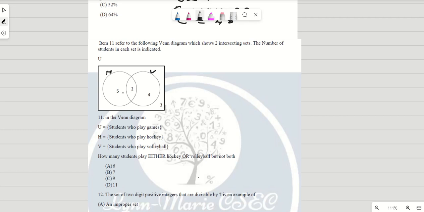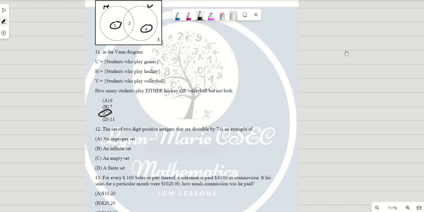How many students play either hockey or volleyball, but not both? So we want they play either hockey alone or volleyball alone. That's 5 plus 4 is 9. So the answer is C. Right? I am making these circles a little too big. The answer is C. Right?